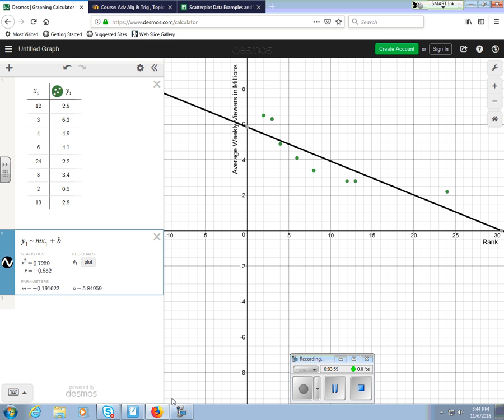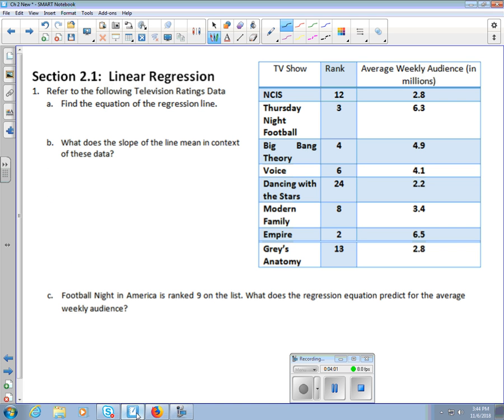Next, we'll write that down momentarily. The next thing is thinking about what does the slope of the line mean in context? What that means is, how does the average weekly audience change along with the rank? That's kind of what we're looking at. And then finally, for part C, we're going to take a look at what that means if we're looking at a different TV show.